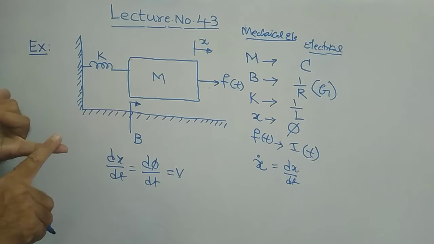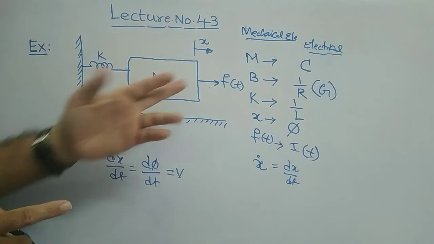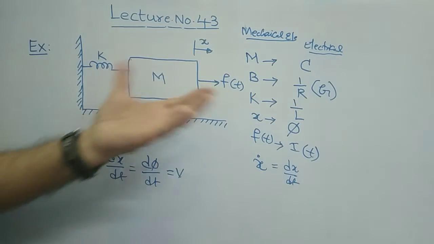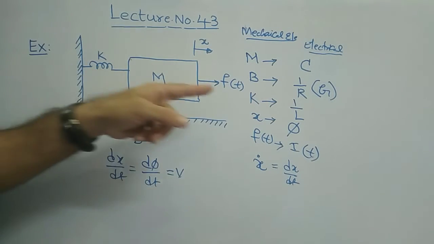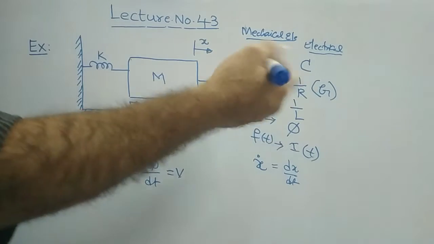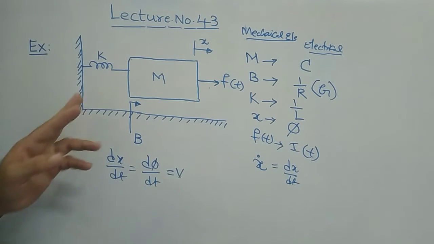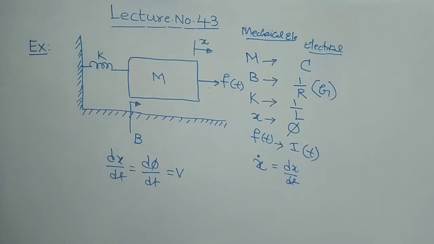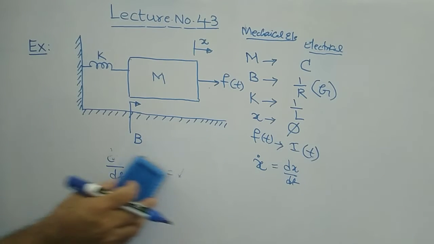So your mass element is equivalent to electrical capacitance, B, the mechanical frictional coefficient, equals 1 by R, whereas K, the spring constant, is equivalent to 1 by L, and x, the displacement, corresponds to magnetic flux linkage. Phi stands for flux linkage. And f of t obviously corresponds to your current, because it is a force current analogy. These you must remember.